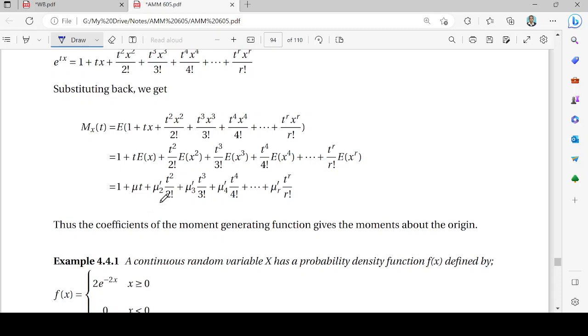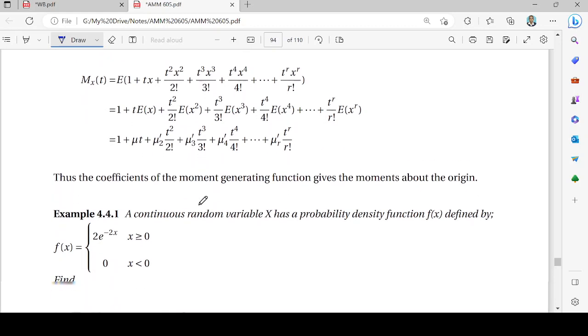So we see we have an infinite series in the powers of t. The coefficients of this moment generating function give the moments about the origin. These coefficients are the moments about the origin.